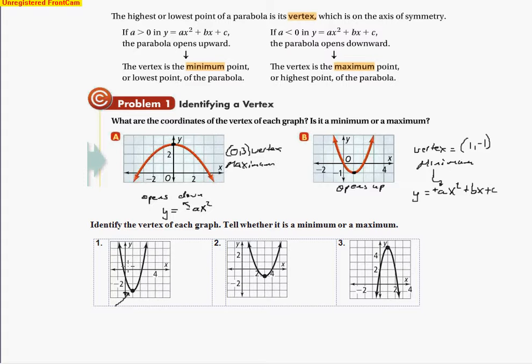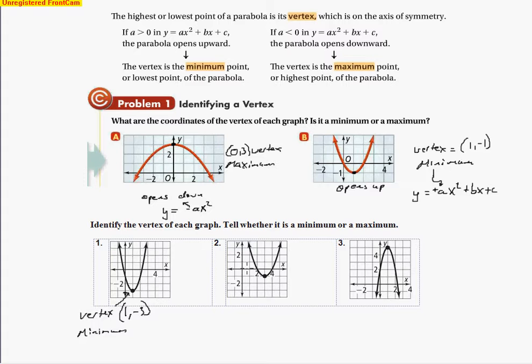So it looks like it goes by 1, 2, 3, 4. So these are going by 1s, and these are going by 1. So it's 1 space to the right, 3 spaces down. So the vertex for this one is (1, -3).